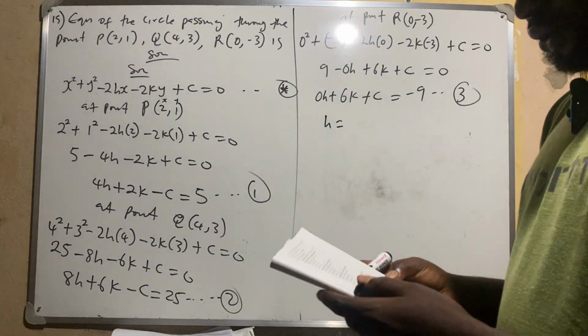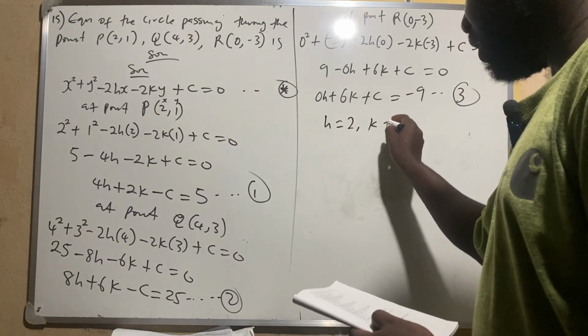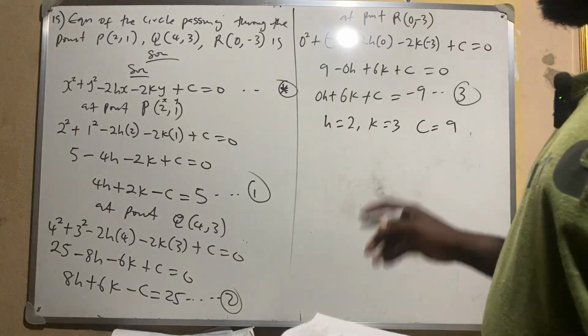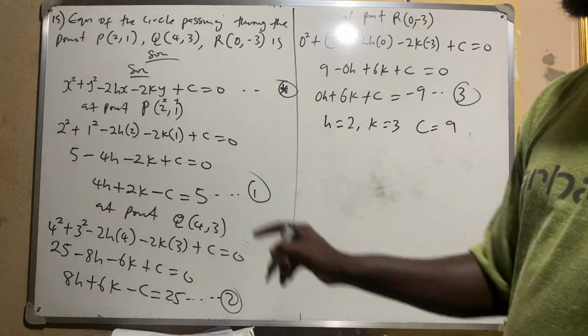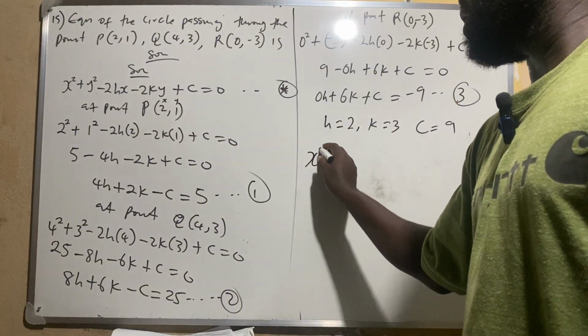If you punch it in the calculator, not to waste your time, you have that h is equal to 2, k is equal to 3, and c is equal to 9. Now, since you have gotten your h, k, and c, come back and put it in that equation. You now have that the equation is now what?